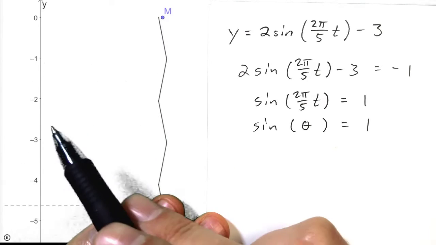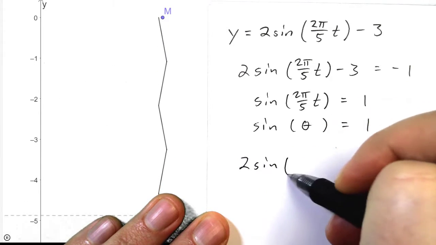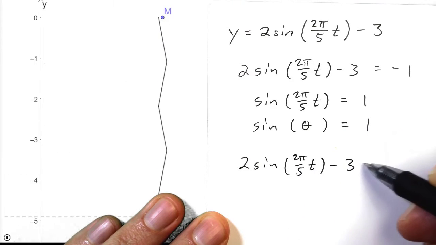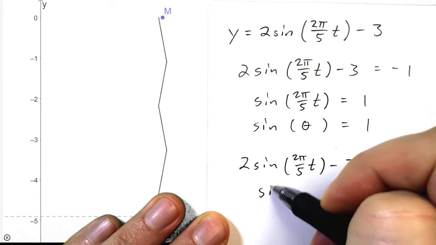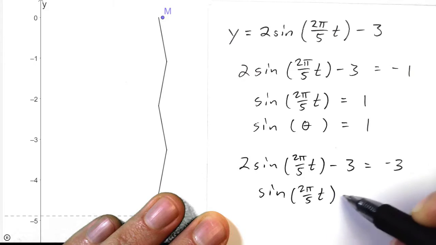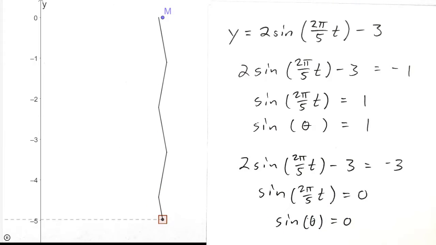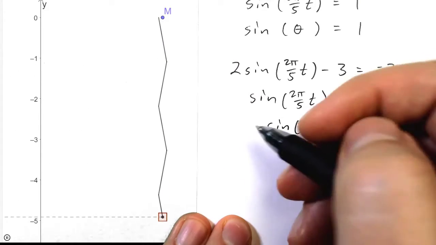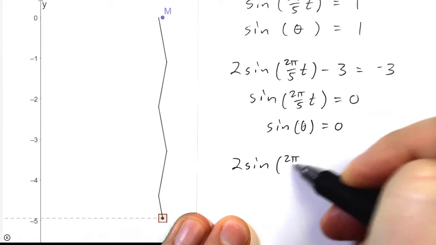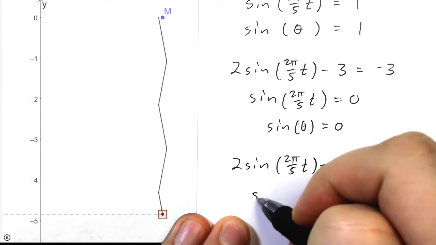Okay, the other values that we wanted to look at were when the height of the object is -3. So our equation would be as follows. And using a little bit of algebra shows us that this leads to this. And so we'll be looking at where sine of theta equals 0, and then realizing that theta is equal to 2 pi over 5t. And then finally, we'll be looking at where the height is -4. So we'll be setting this equal to -4. And using a little bit of algebra, we get to here.